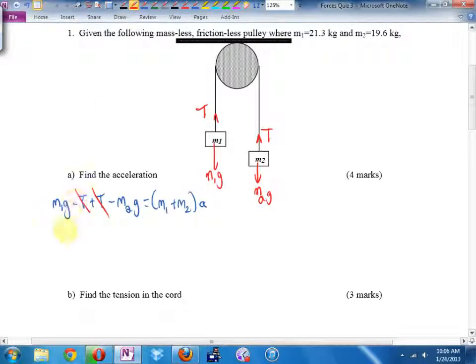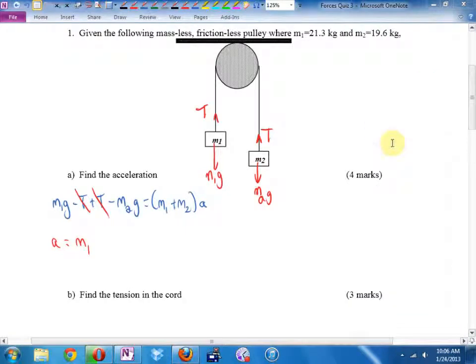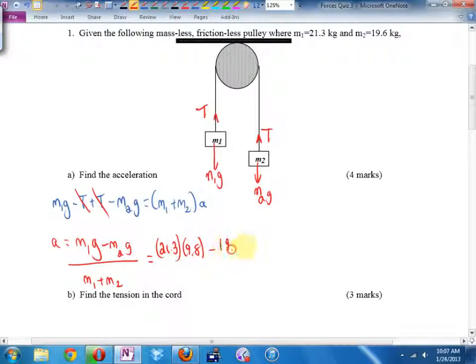So if I hear you correctly, my friend, you're saying acceleration is going to be M1. Bear with me for a moment. Interruptions, but that's okay. This goes online anyhow. It's going to be M1G minus M2G divided by M1 plus M2. M1 was 21.3, times 9.8 minus 19.6 times 9.8, all divided by whatever 21.3 plus 19.6 is.